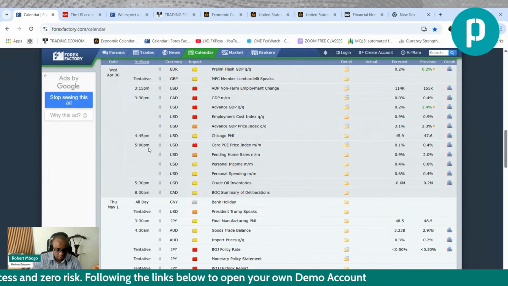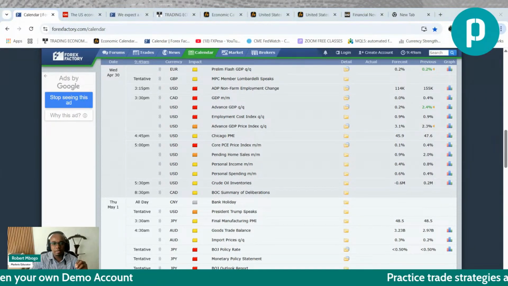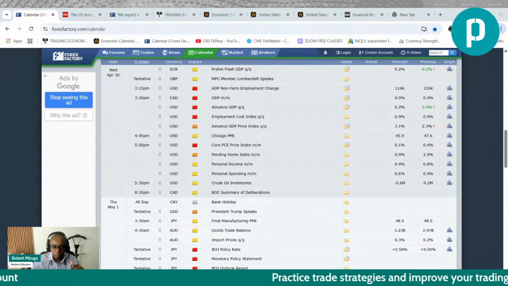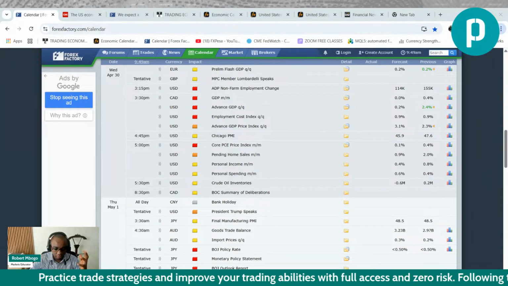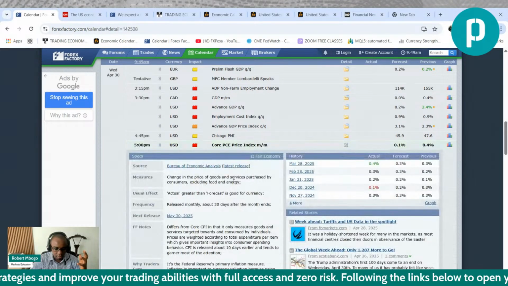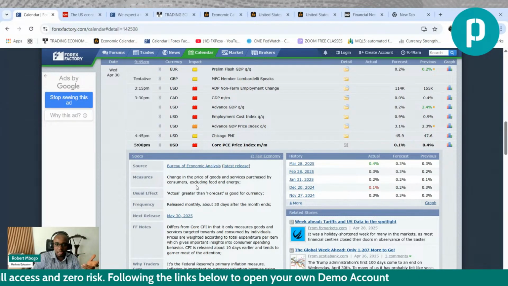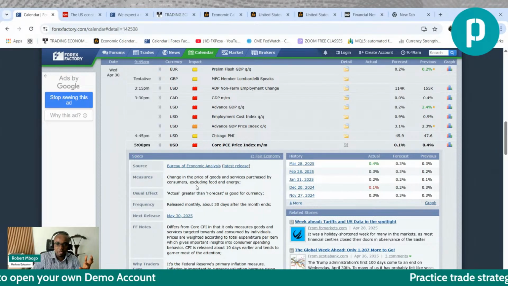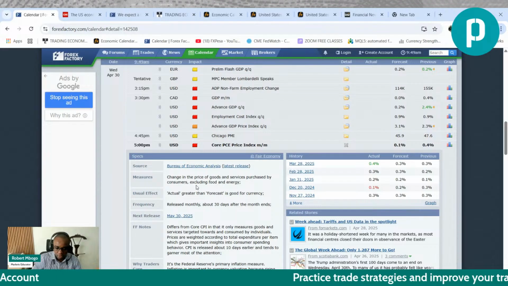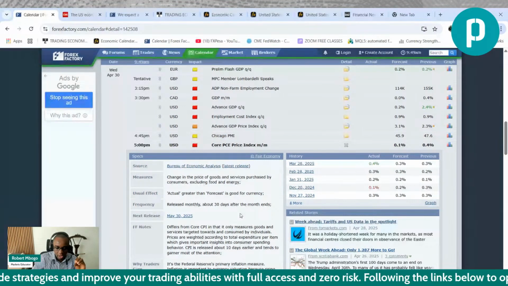Then later at 5, today we have high impact news coming in. We have the core PCE price index, right? Why is this important? It's an inflation gauge, basically, right? So if you come here, you'll get to have a clear understanding of what it means. It's the change in price of goods and services purchased by consumers, excluding food and energy, right? So if there's a huge change, right, then that of course will bring in the aspect of inflation, right? So it's very important that we look at it from the angle of inflation.